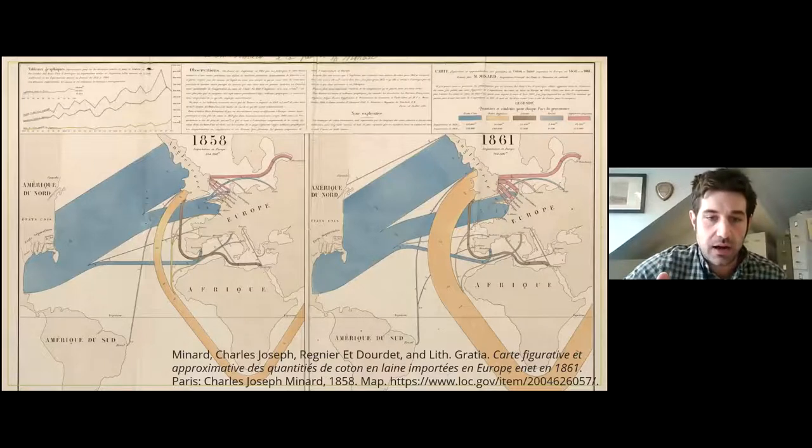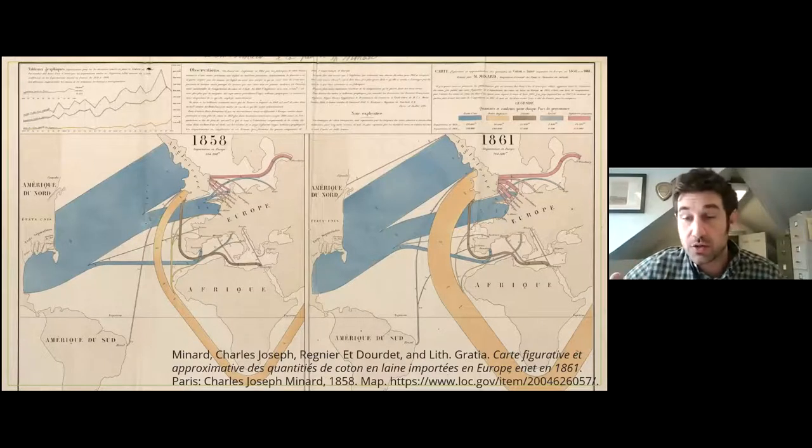You can see here in this map made by Charles Joseph Minard depicting the quantities of cotton sent across the Atlantic Ocean in 1851 and in the 1860s. You can see that the vast majority of cotton made in the United States went to Europe, and the vast majority of it went to England.